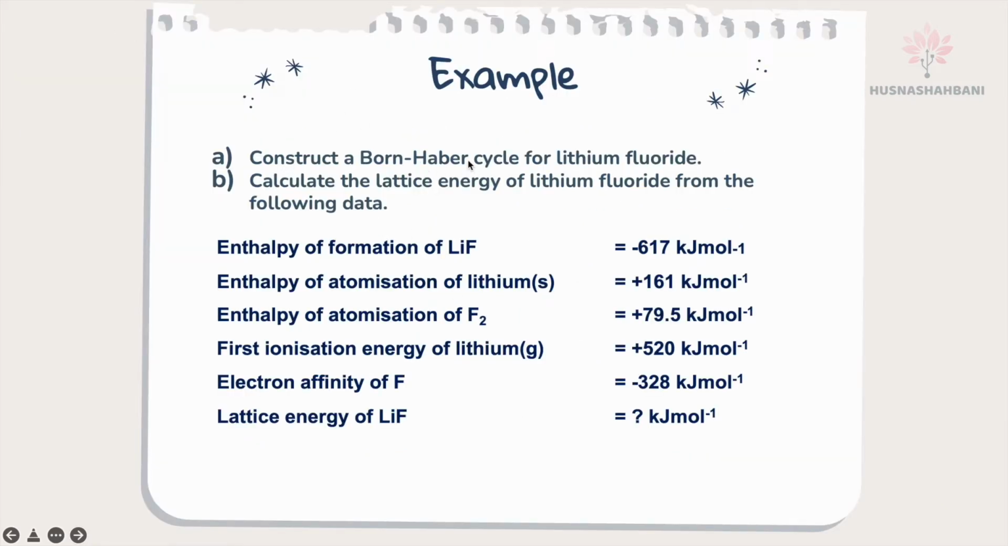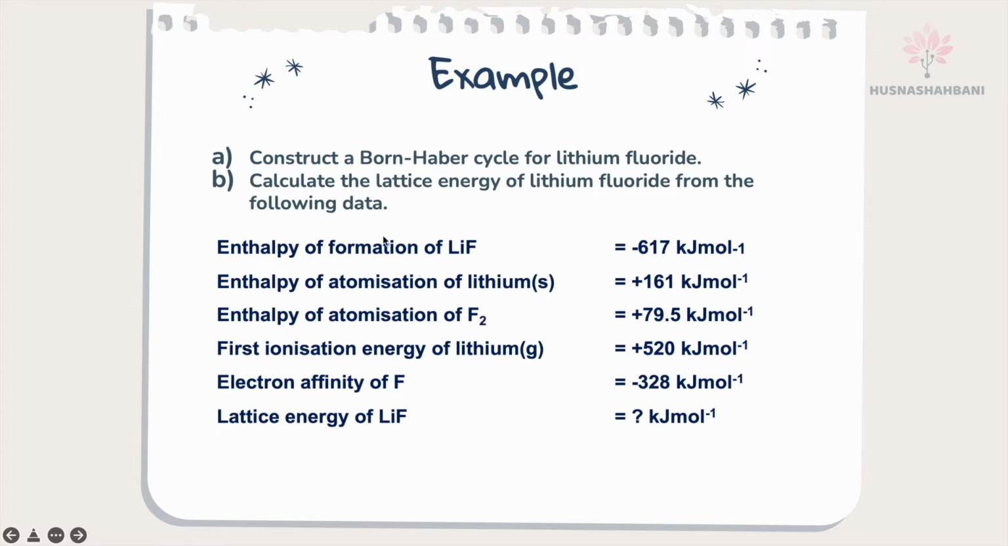Example, construct a Born-Haber cycle for lithium fluoride. So for lithium fluoride, we need to calculate the lattice energy from the following data. Construct the Born-Haber cycle for this. Now, in order to form lithium fluoride, we need the enthalpy of formation of lithium fluoride. So here these data are given: enthalpy of formation, enthalpy of atomization of lithium, enthalpy of atomization of fluorine.